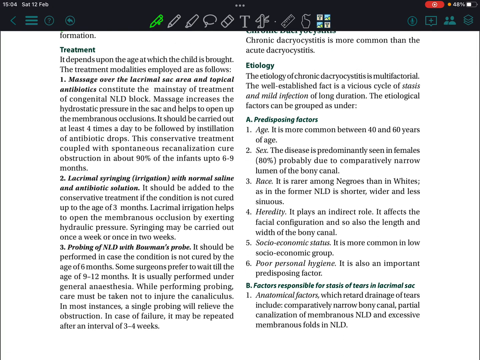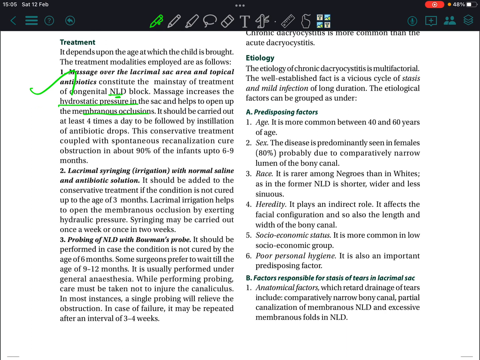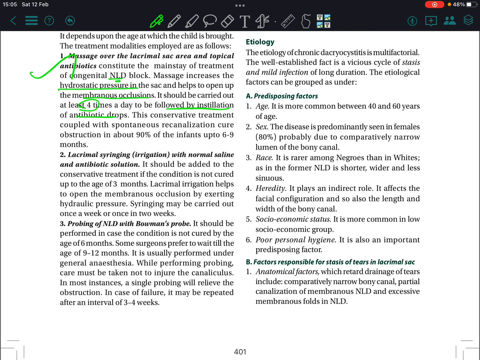Treatment: massage over the lacrimal sac area and topical antibiotics should be given. It constitutes the mainstay of treatment of NLD block. Massage increases the hydrostatic pressure in the sac and helps to open up the membranous obstruction. It should be carried out at least 4 times a day, followed by instillation of antibiotic drops. This conservative treatment, coupled with spontaneous recanalization, cures obstruction in 90% of infants up to 6 to 9 months.